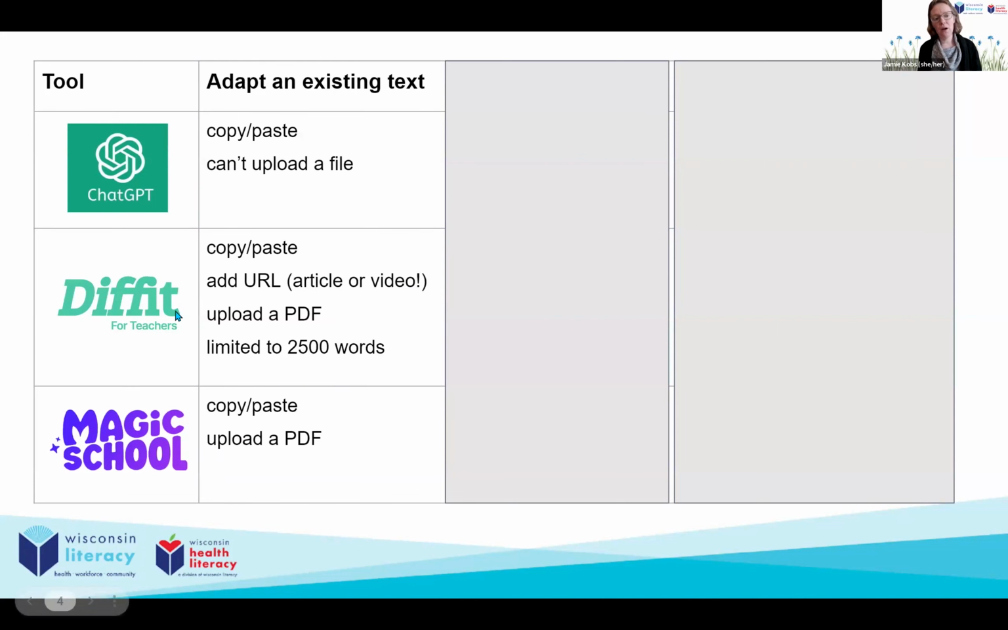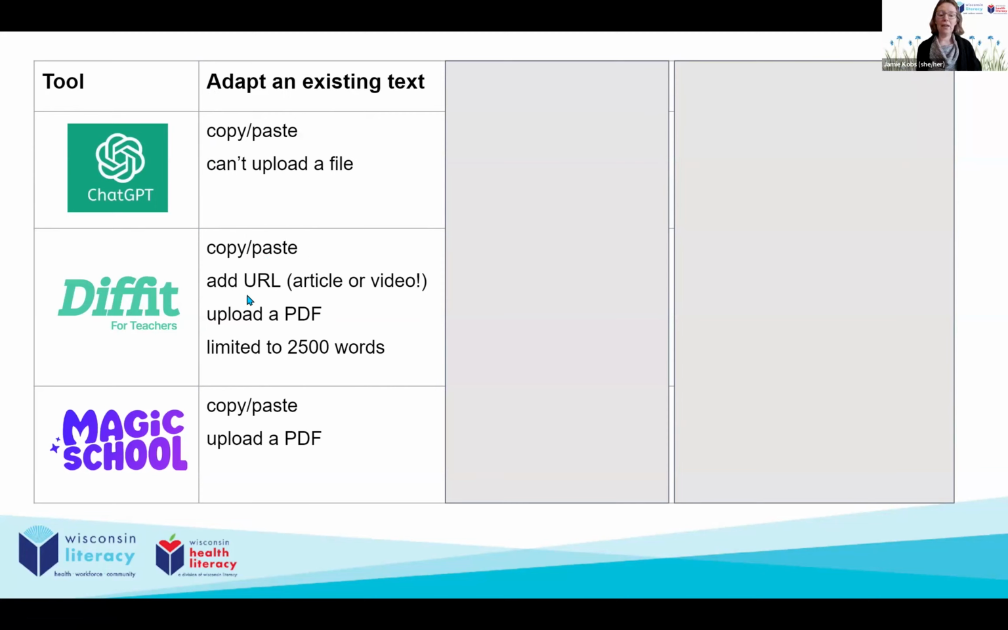So the first feature that I'll compare is that when you use these AI tools to adapt an existing text in ChatGPT, you just have to copy the existing text and then paste it into ChatGPT. In the free version, you are not allowed to upload a file. So just know that. When you use Diffit, you can either copy and paste a text. Let's say you found it on the internet, just copy paste into Diffit.